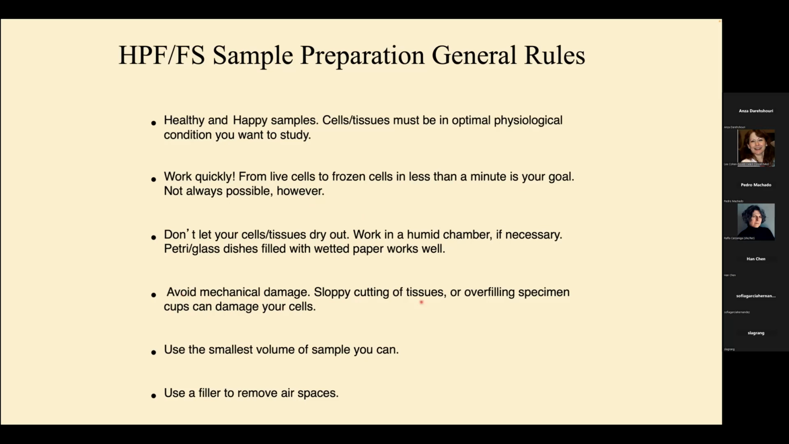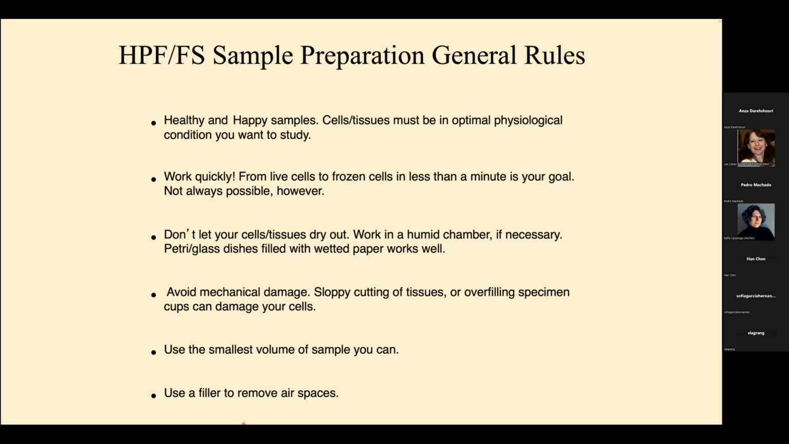Avoid mechanical damage, sloppy cutting, and overfilling the specimen cups. We saw in the last talk, if you overfill the specimen cups, or if it's not neatly done, that will cause ice damage in poorly frozen samples. Use the smallest volume of sample you can. Even though I said you can go up to 600 microns worth of sample, if you can get away with 100 microns of sample, that's ultimately going to give you a higher level of success than trying to get the largest volume possible.